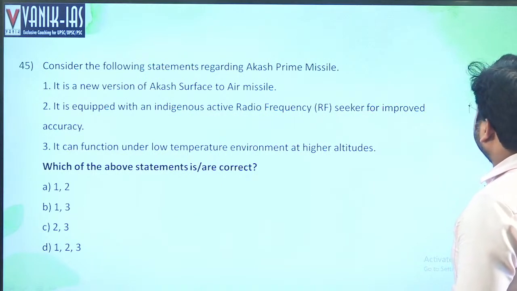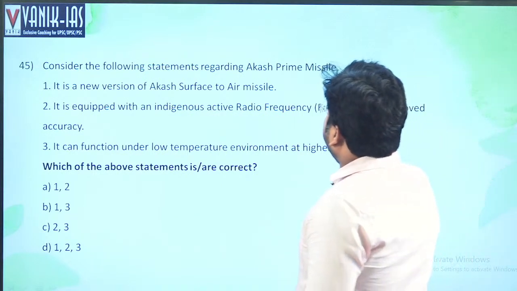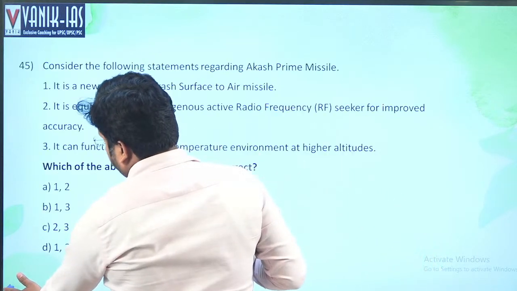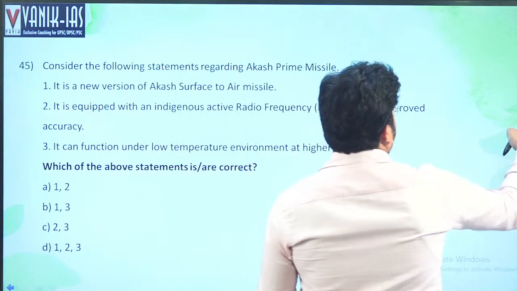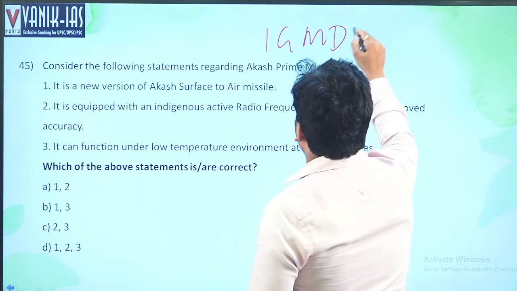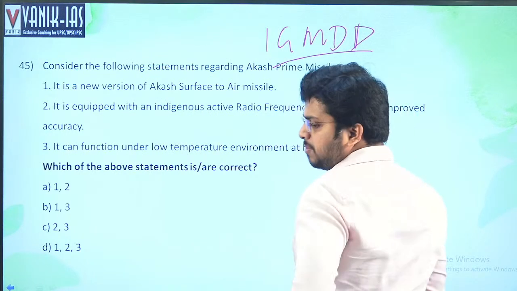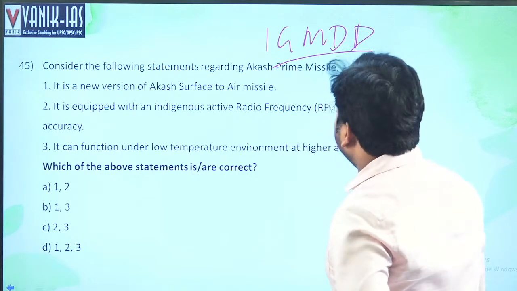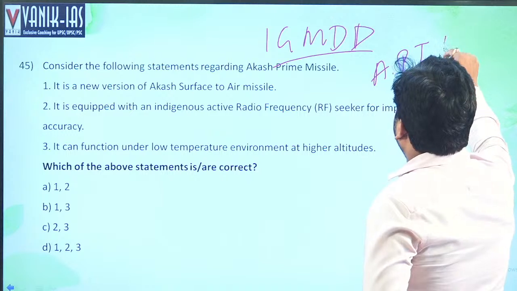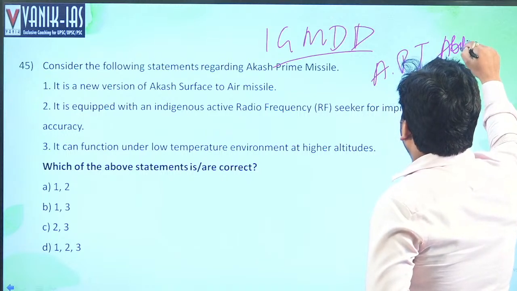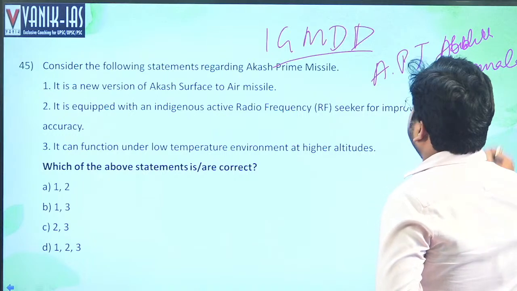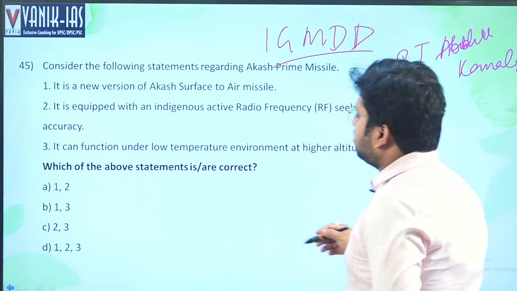Akash missile: all these types of missiles are created under IGMDP, that is the Integrated Guided Missile Development Program. It is the brainchild of APJ Abdul Kalam. APJ Abdul Kalam envisaged the Integrated Guided Missile Development Program, right? In that, 5 types of missiles were created.